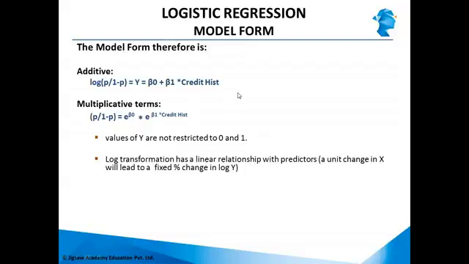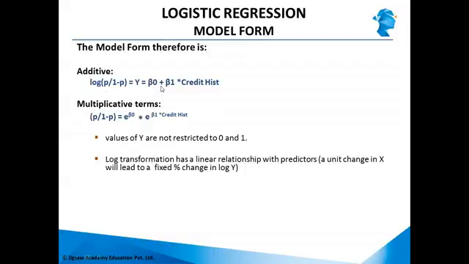This is a standard regression equation. A unit change in x will lead to a beta 1 change in y, but remember y is now in log form. So it will lead to a fixed change in the log of y. When you have a log linear model, you can express the change in y as a percentage. So one of the properties of a log linear model is that a unit change in x1 will lead to a percentage change in y.